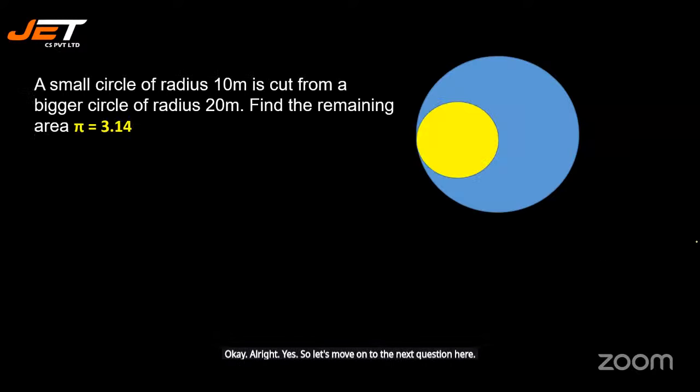A small circle of radius 10 meter is cut from the bigger circle of radius 20 meter. So find the area. So they're asking us, we have a big circle, in that a small circle of radius 10 meter. This is cut from the bigger circle. Okay, so the bigger circle radius is 20 meter. All right. So now for this you need to find out the area.